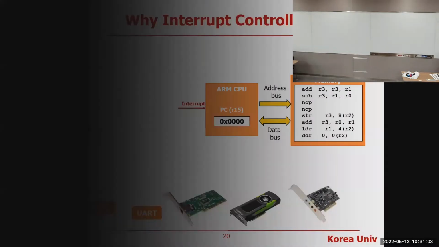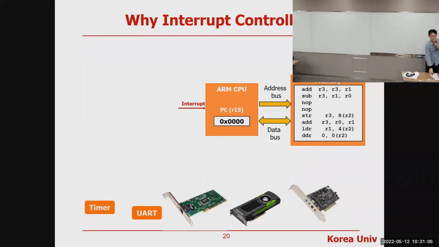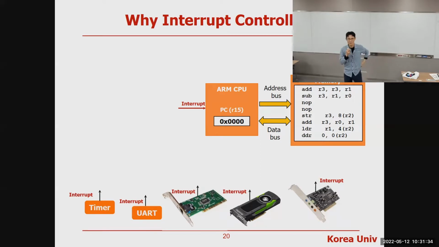Okay. So take a look at this computer system block diagram. You have CPU and memory connected through this bus, address bus, data bus, and you have many different I/O devices here. I listed only timer, UART, and what is this? Network interface card for Ethernet communication, and this graphics card and sound card. And every I/O device generates one output, that is interrupt.